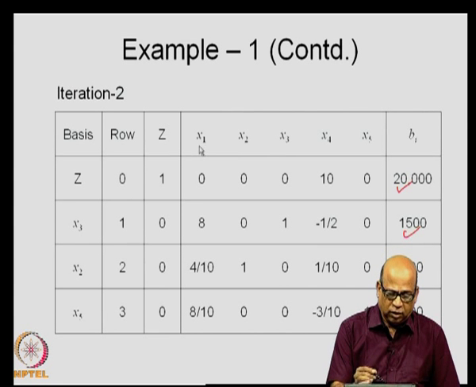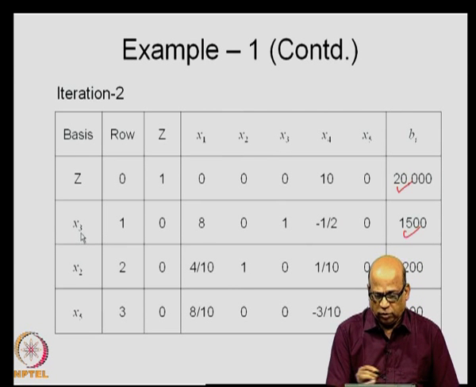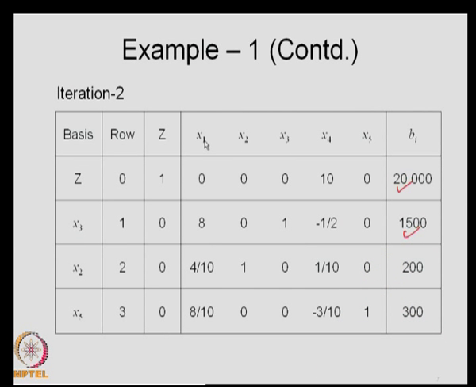Why do I say another set of solutions? Look here, x3, x2 and x5 were in the basis, and therefore the solution was x3 equal to 1500, x2 equal to 200, x5 equal to 300. Now I bring x1 into the basis by identifying one of these variables to go out and make way for x1, and therefore I can generate another solution by adopting the same methodology of identifying the exiting or departing variable from the basis.